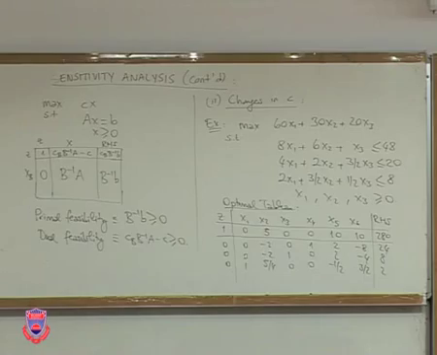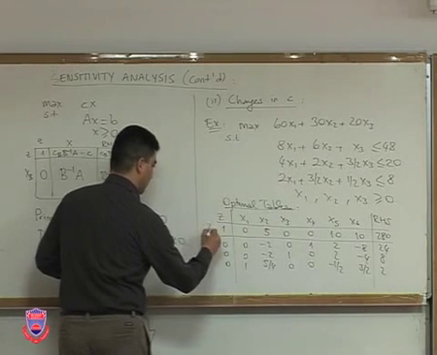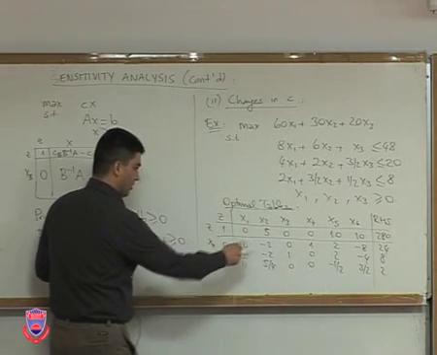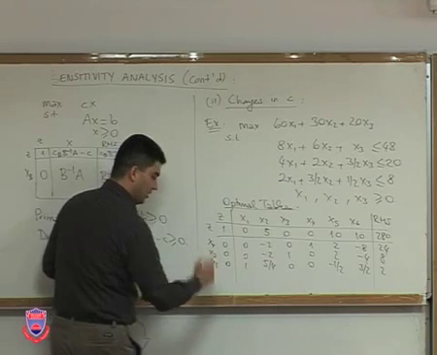All right, so let's identify the basic variables. What's the basic variable for row 1? It's going to be x4. What about row 2? x3. And for row 3, it's going to be x1 basically, right? Okay.